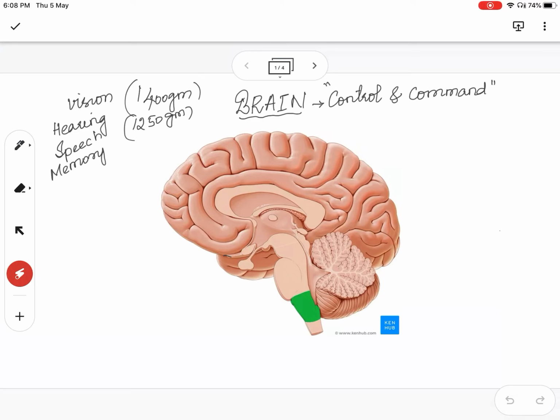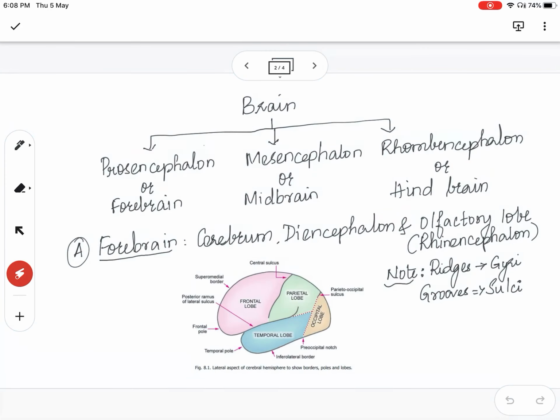It varies when it comes to adult male and adult female. Adult male has about 1400 grams of weight, whereas adult female it is around 1250 grams. This is very important. Questions have come. Please do remember.